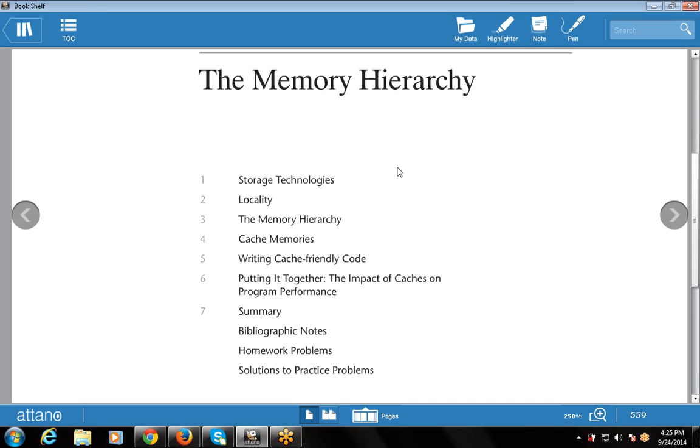Then cache memory: what is the cache memory, why we require the cache memory, advantages of cache memory, limitations of cache memory. Then the fifth point is writing cache-friendly code, that is how to write cache-friendly code in C language or in C++ language.